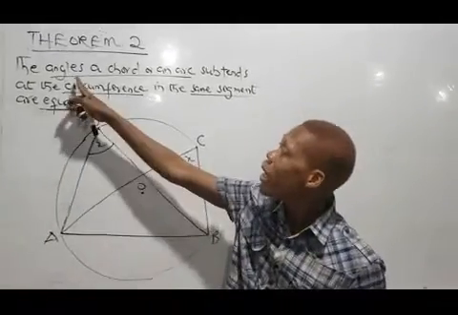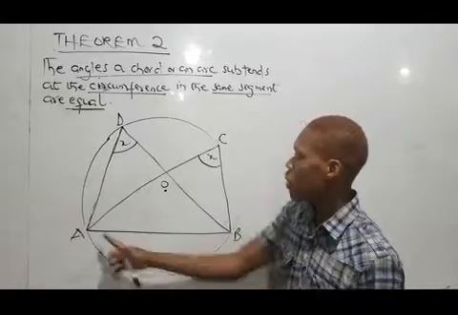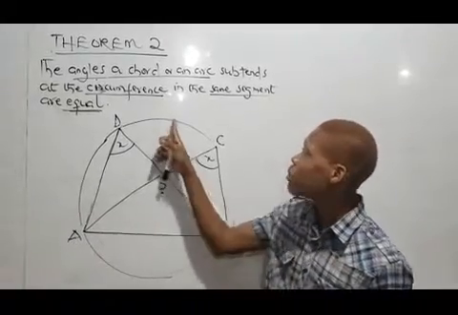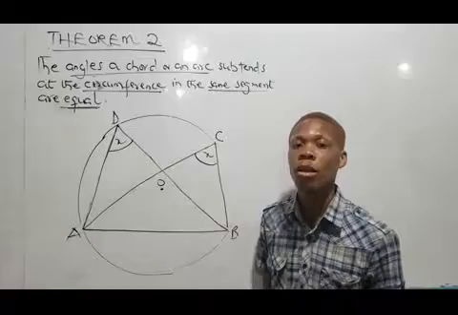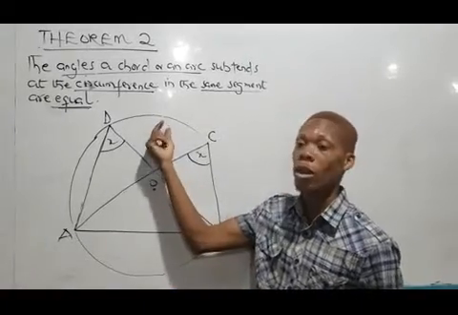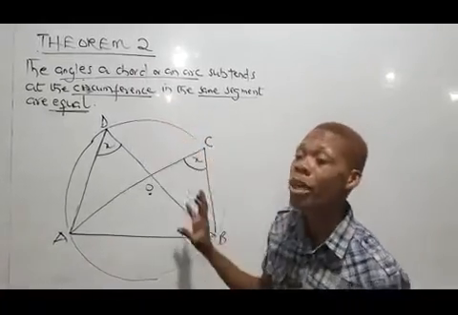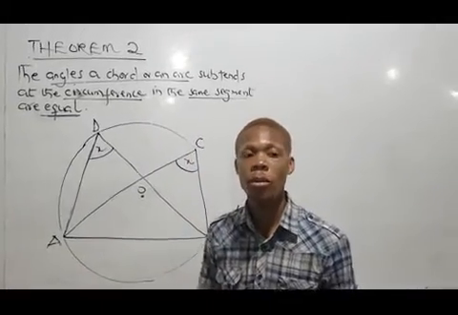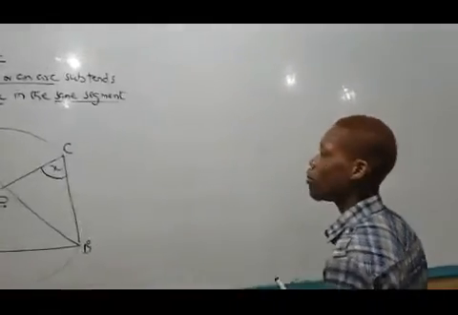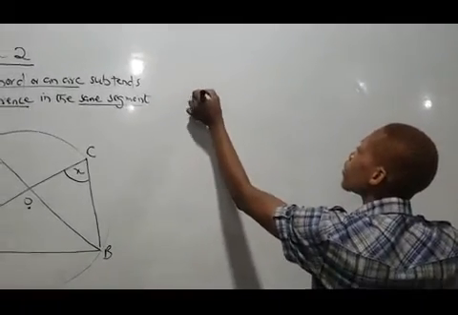And the word here is angles. So as many angles as the chord AB can subtend at the circumference here in the same segment, all those angles are going to be equal. So if the angles were 4, and they are all subtended within this segment at the circumference, then all those 4 angles are going to be equal. Let me use one more example to buttress the point.